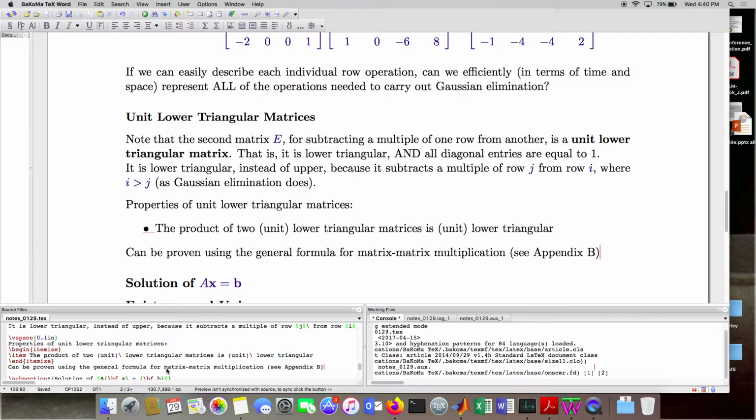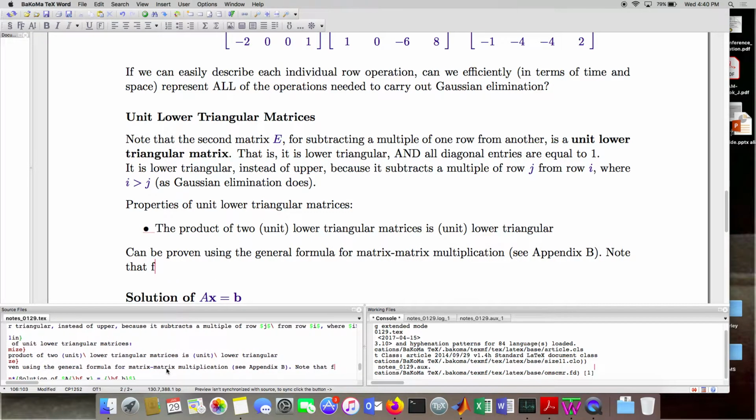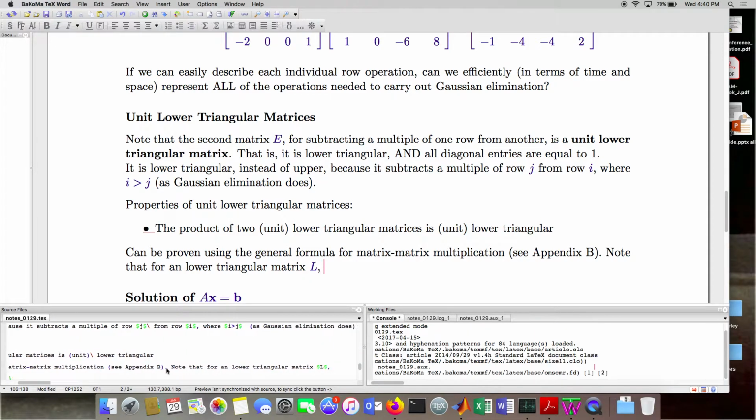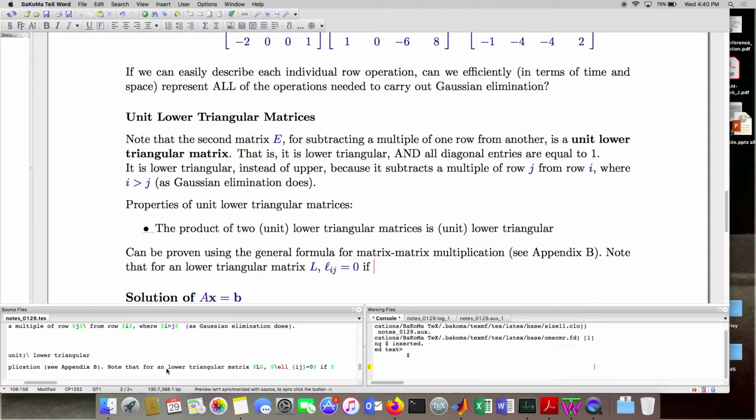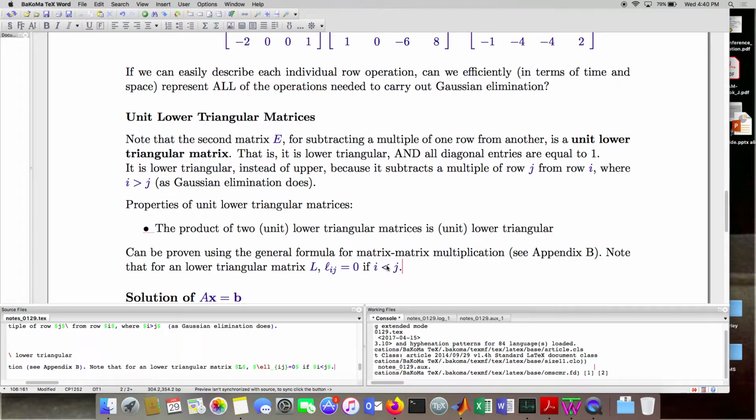Note that for an upper triangular or lower triangular matrix L, l_ij is equal to 0 if i is strictly less than j. That's the kind of property of lower triangular matrices to use. That's how you take advantage of knowing that it is lower triangular, or try to prove that something is lower triangular. So hopefully those hints make it somewhat bearable.